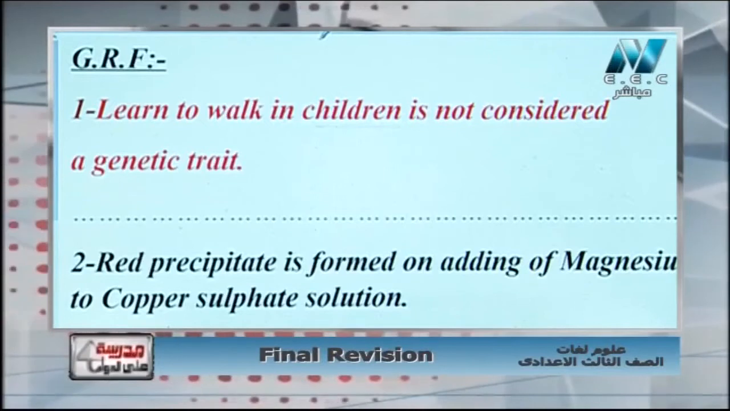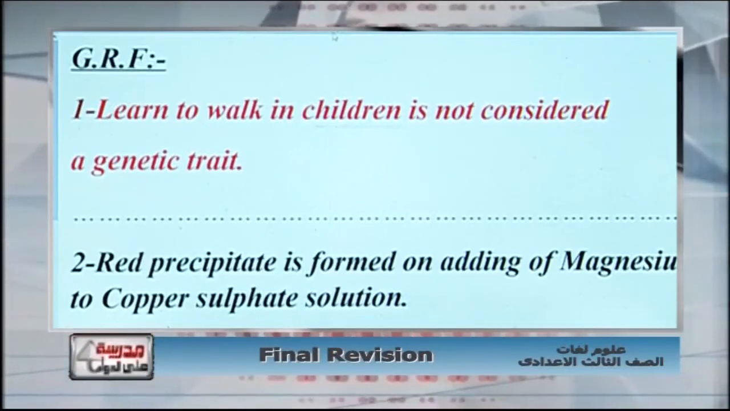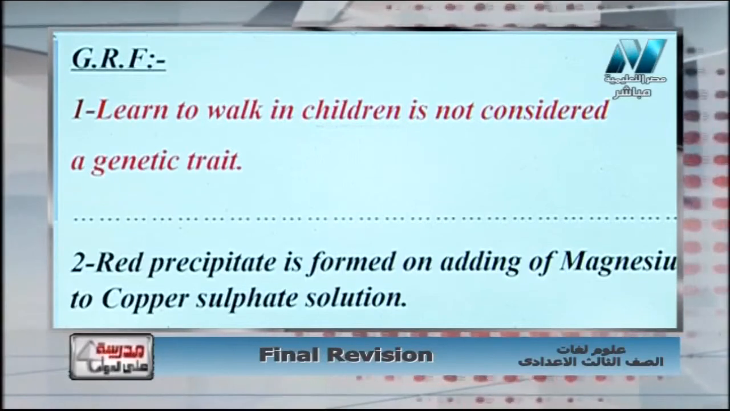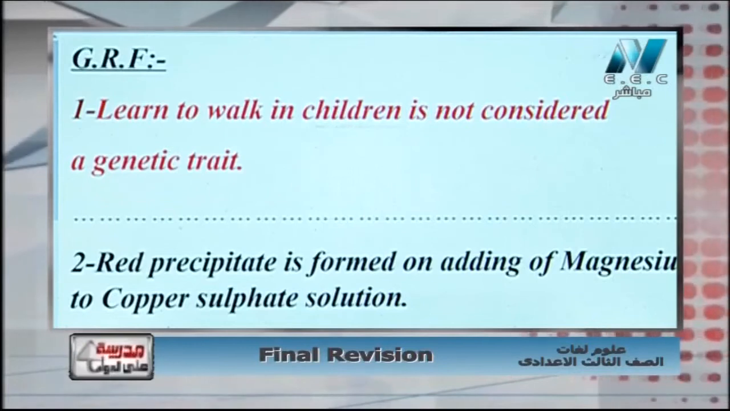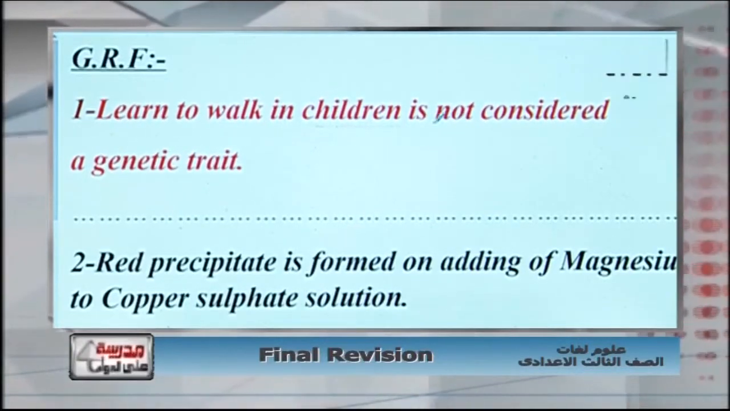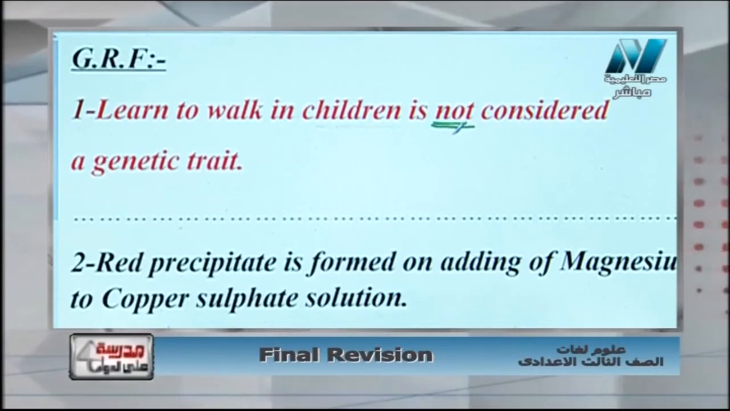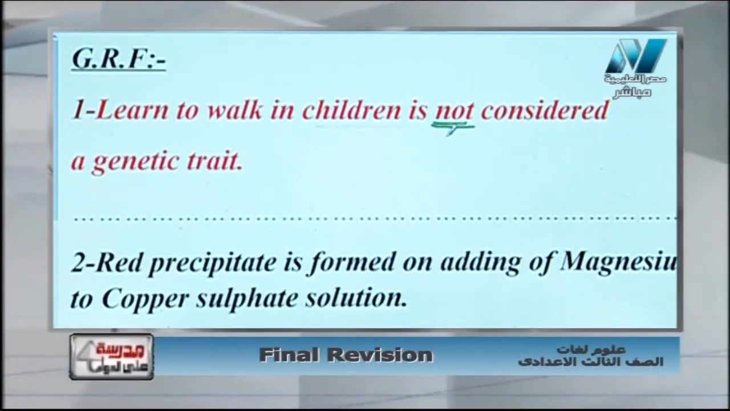زي ما احنا شايفين هنبتدي مع بعض بمراجعة عامة on what we studied before in this term. General revision with the first type of questions, which is give reason for. This question says that learning to walk in children is not considered a genetic trait. طبعا we know we have two types of traits: acquired traits صفات مكتسبة and hereditary traits أو صفات وراثية. يبقى هنا بيقول لي not considered a genetic trait يعني not a hereditary trait.